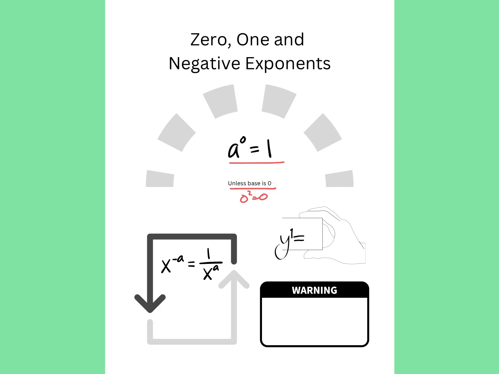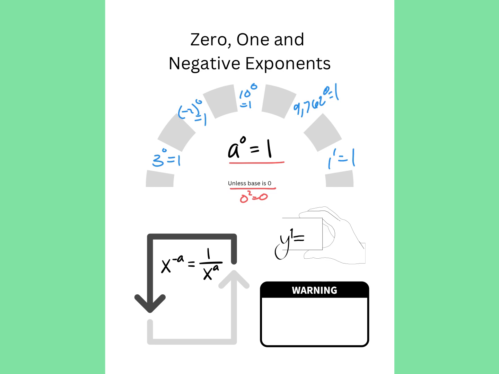So it could be 3 to the 0 will be 1. It could be negative 2 to the 0 is still 1. It could be 10 to the 0 is 1. It could be a crazy number like 9,762 to the 0 is still going to be 1. Or just 1 to the first is going to be 1.